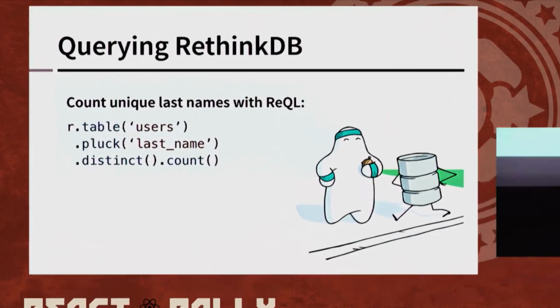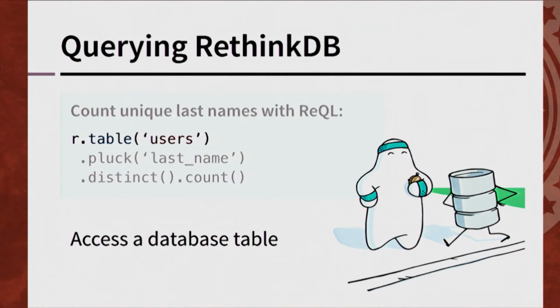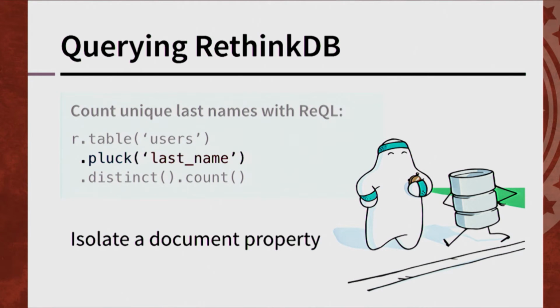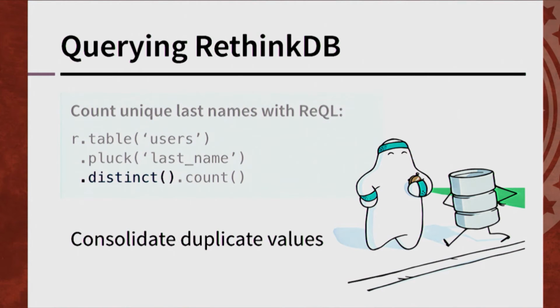You have a chainable API. So in this case, we are accessing a database table. It looks just like JavaScript because it is just JavaScript. We're going to pluck the last name to isolate a document property. We're going to consolidate all duplicate values with distinct. And then we're going to count the number of items with count.